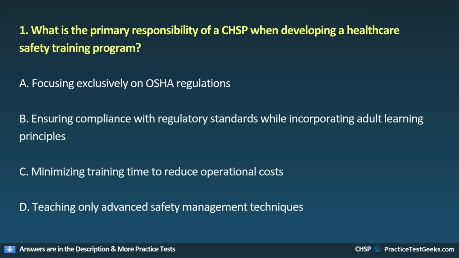1. What is the primary responsibility of a CHSP when developing a healthcare safety training program? A. Focusing exclusively on OSHA regulations. B. Ensuring compliance with regulatory standards while incorporating adult learning principles. C. Minimizing training time to reduce operational costs. D. Teaching only advanced safety management techniques.